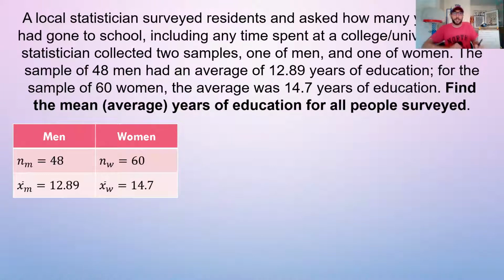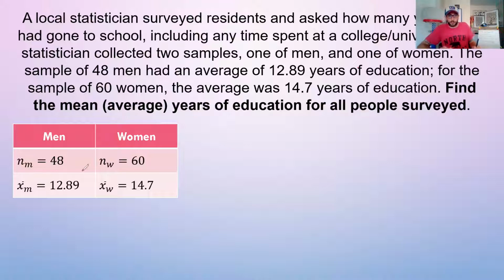This table right here is just summarizing the information. Notice how I use some subscripts. N, the sample size for the men, is 48. X bar, that was what we saw as the symbol for the sample mean. X bar for the men is 12.89. Same idea over here for the women. So here's one way to approach this.